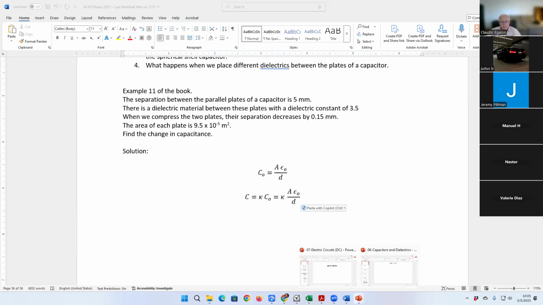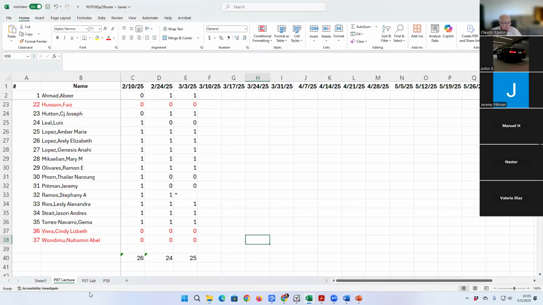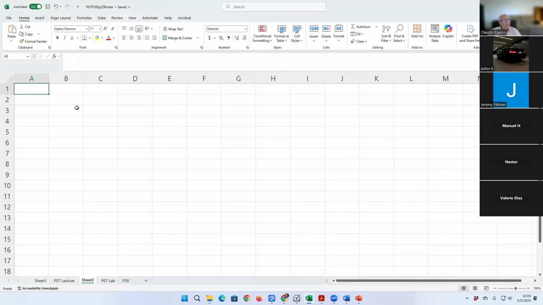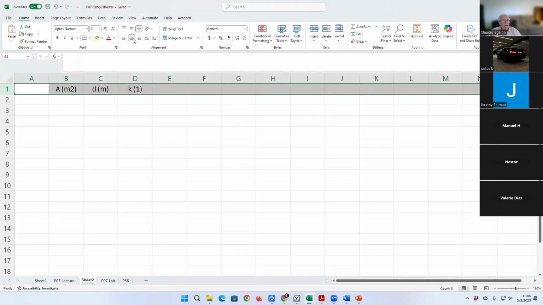Let's calculate how much that is. I recommend that you do your math equations in a spreadsheet. I think it's far better doing that with the spreadsheet than with your calculator. That's my advice. So here you go. We have A in square meters. We have D in meters. We have kappa that has no unit whatsoever. By no unit, I mean a unitless unit is the number 1.